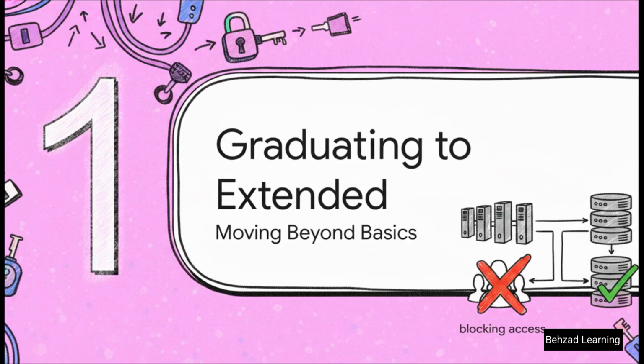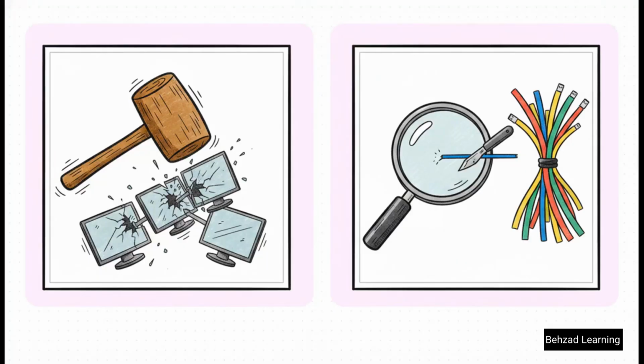Graduating to extended ACLs and moving beyond the basics. Listen, you simply can't rely on standard ACLs when the boss comes over and asks you to block a very specific department from hitting a very specific server. Standard ACLs are, well, they're kind of blunt instruments. They only look at the source IP address of a packet, and that is literally it. Think about it. If you use a standard ACL to block Bob from the HR web server, you might accidentally block Bob from the entire network.